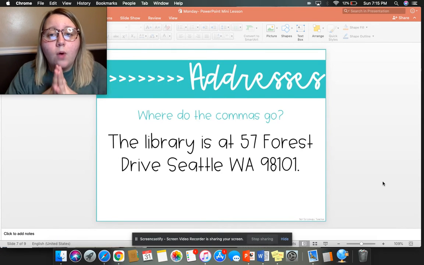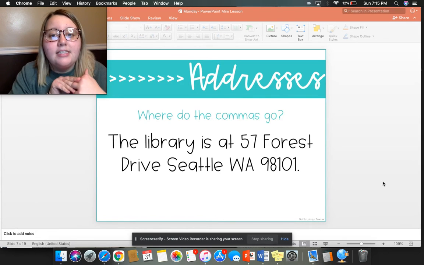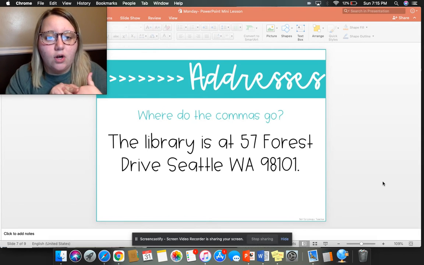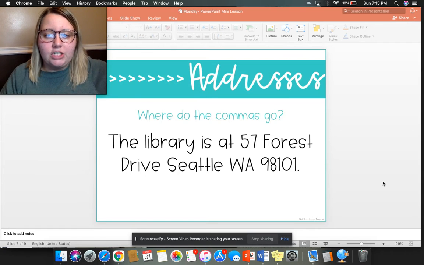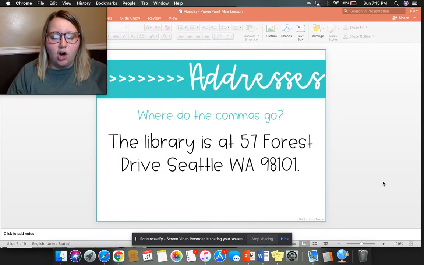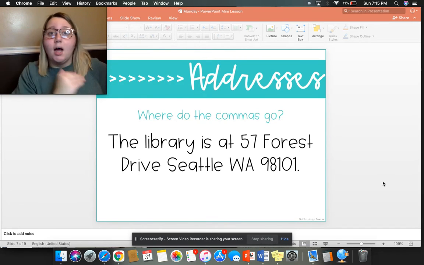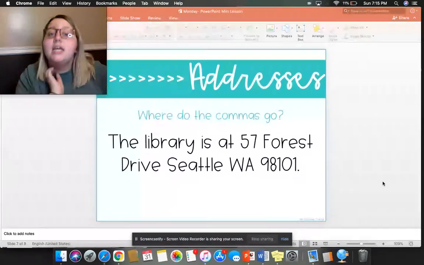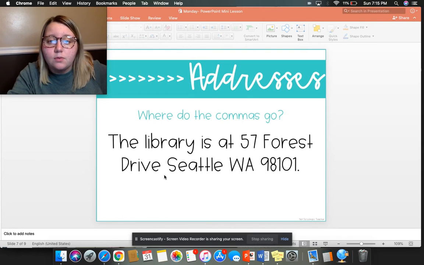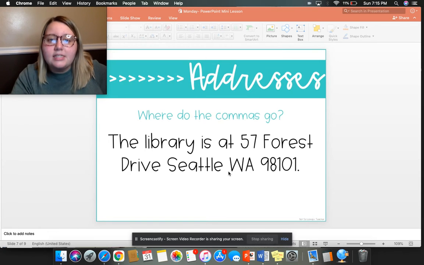So let's look at this one. Where would the commas go? The library is at 57 Forest Drive, Seattle, Washington, 98101. Where would my first comma go? We know this one's going to have 2 commas because it's in a sentence. We're not writing it up and down. We're writing it in a sentence, so I have to have 2 commas. Yes, after drive, that's where my first one would go. Where would my second one go? Yep, in between Seattle and Washington.